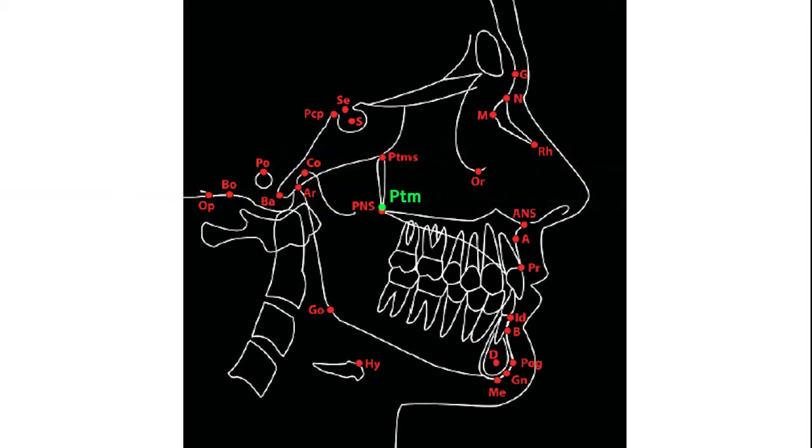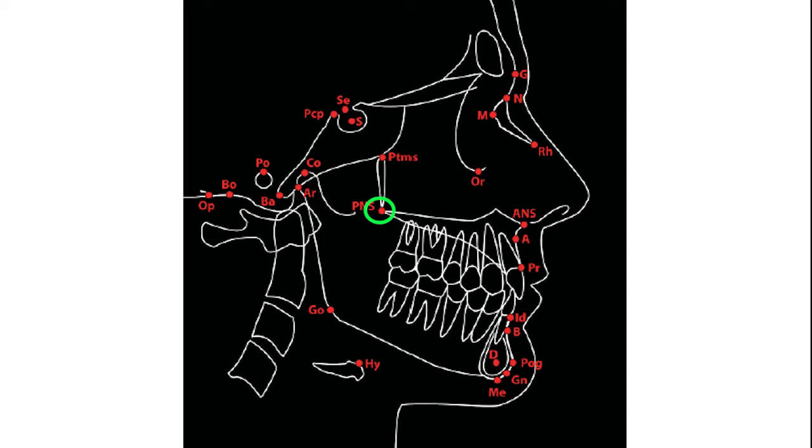Pterygomaxillaire, PTM. It is the most inferior point at the junction of the anterior and posterior borders of the pterygomaxillary fissure. It is a bilateral landmark, and this point is in very close proximity to PNS.